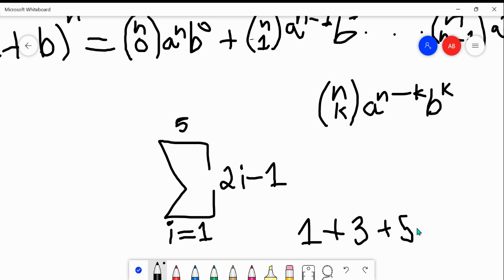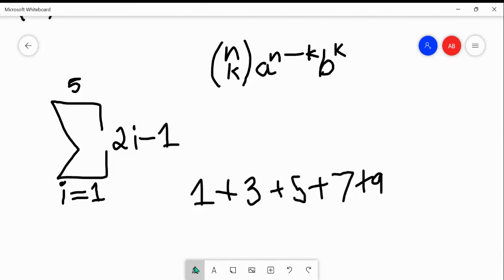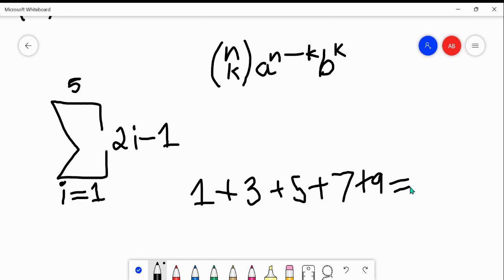When I is 4, the answer is 7. I think people figured out these are just giving odd numbers. When I is 5, the answer is 9. You can check it yourself. I'm not gonna just keep talking about how it is. And if you sum them up, 4 plus 5, 9. 9 plus 9 is 18. 18 plus 7 is 25.